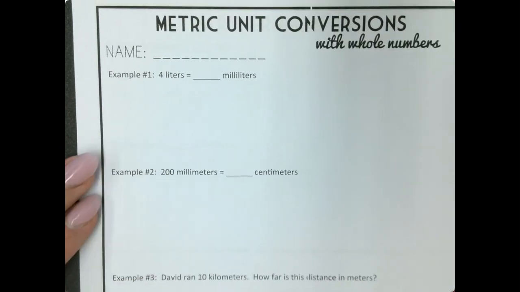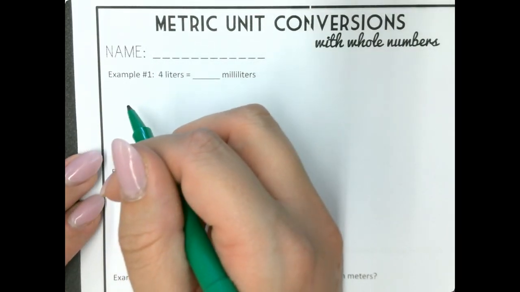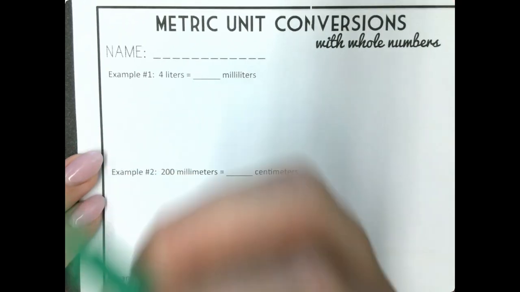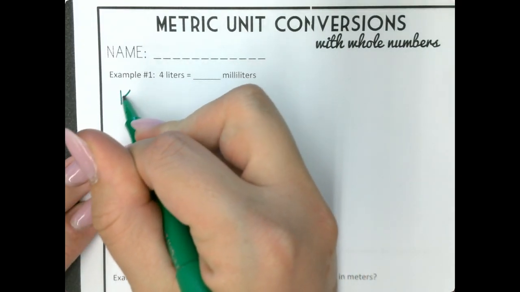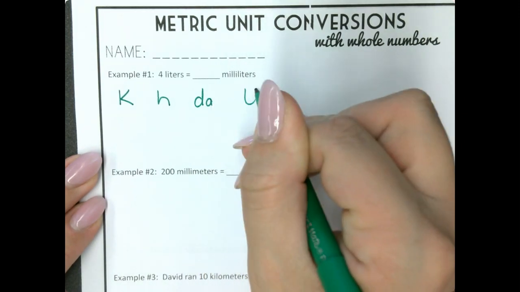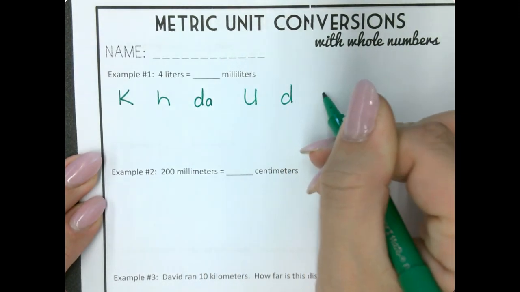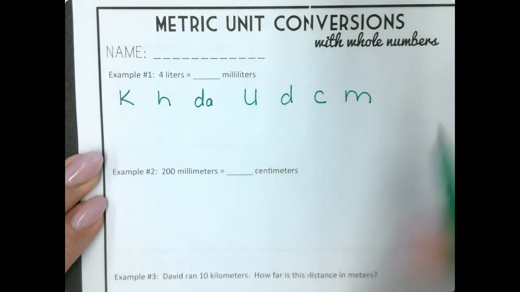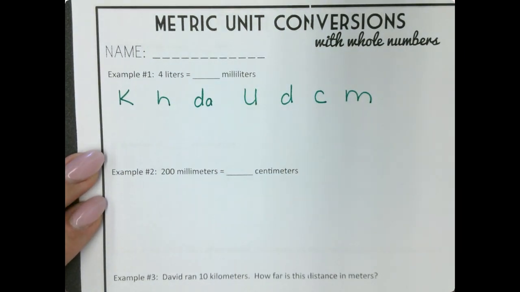The first thing that we write on our page is our King Henry. So I want you to write it how I wrote it, and I want you to write spaces between it. King Henry died unusually drinking chocolate milk. Do you see how I spaced it out and I didn't crunch them together? I want you to write this exactly like that.